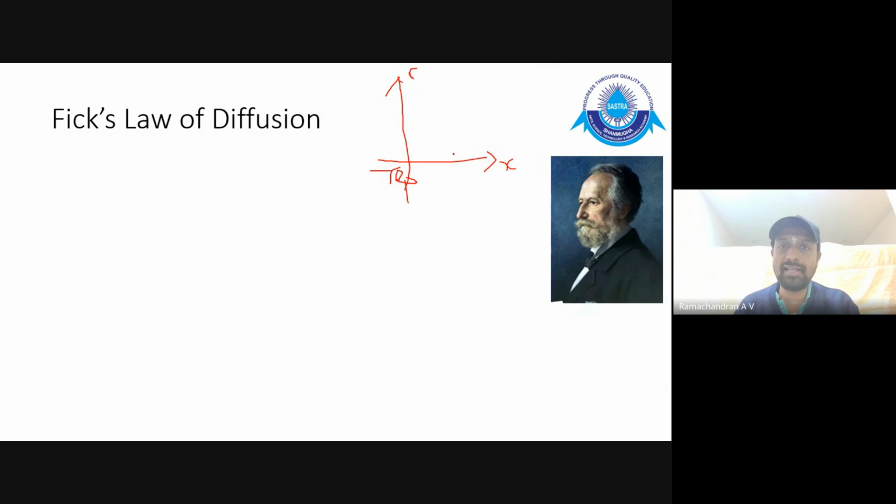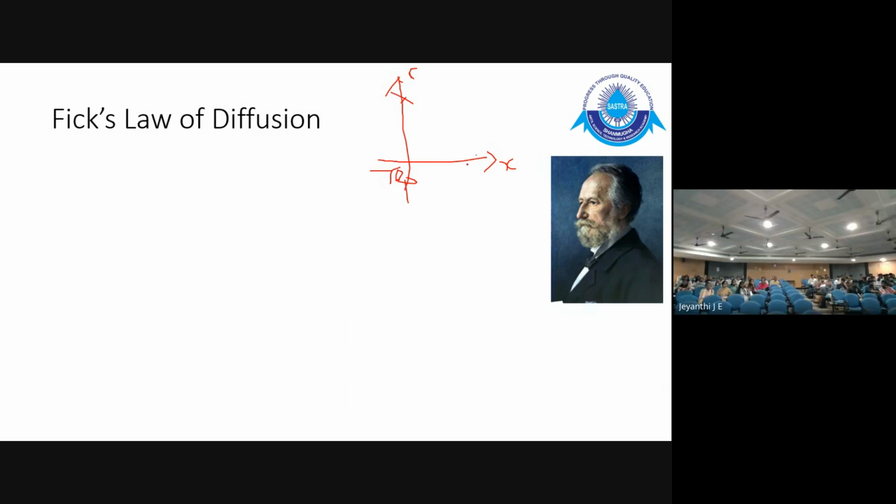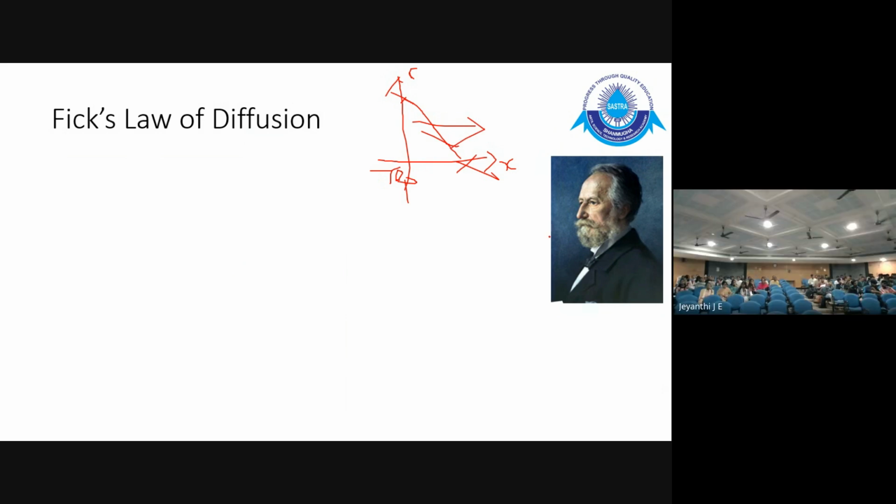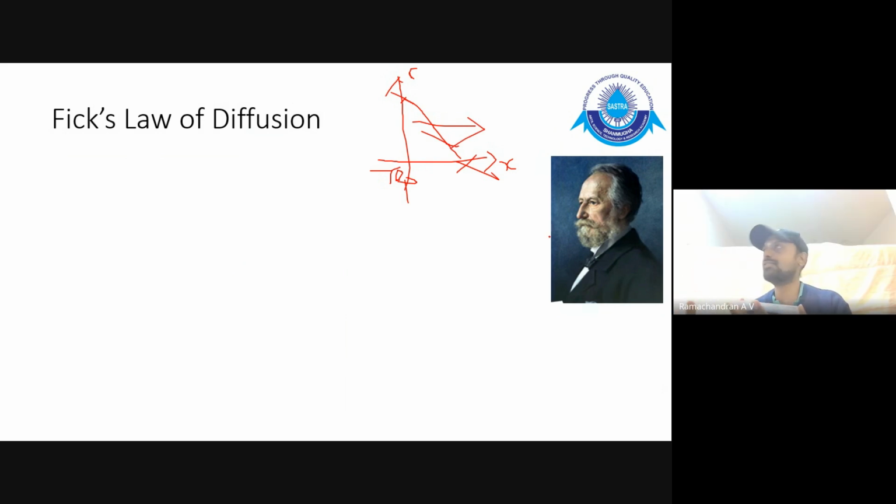Now, what is the driving force? You have a lot of dopants here and no dopants here. This difference in concentration is going to cause the movement of the dopant into the wafer. It's a concentration gradient. How do you represent that mathematically?